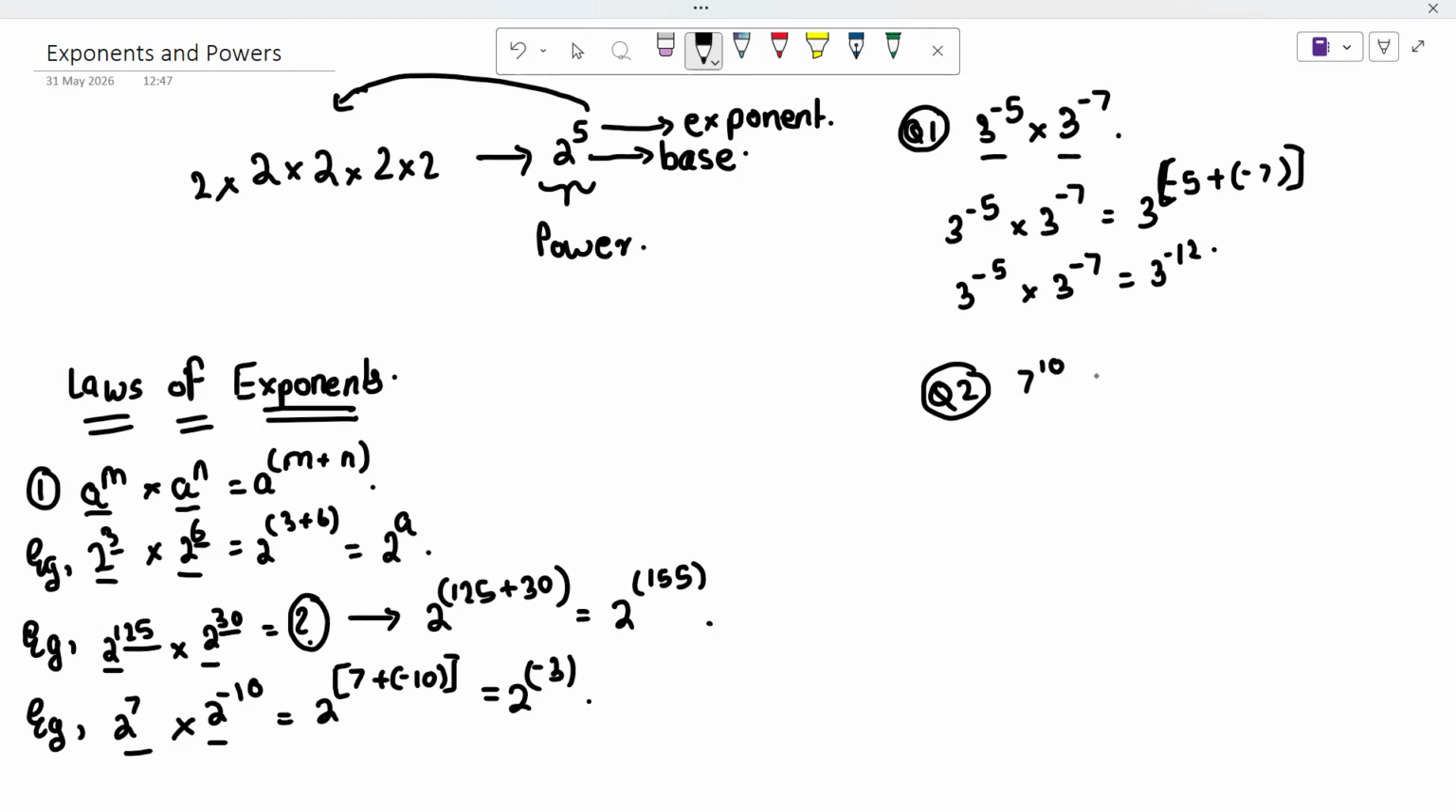7 power 10 into 7 power 20. So this is equal to what? They have asked you to find the value. So this will be nothing but 7 power 10 into 7 power 20 gives you 7 power 10 plus 20. So 7 power 10 into 7 power 20 will give you 7 power 30. What is 10 plus 20? It is nothing but 7 power 30. Okay, so let us explore some more questions.